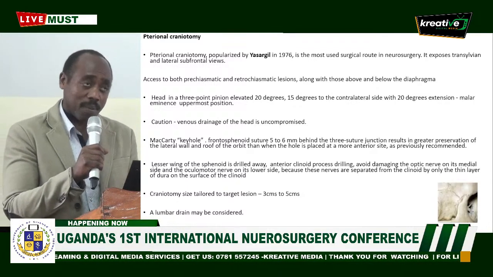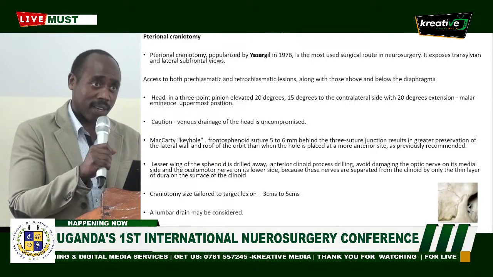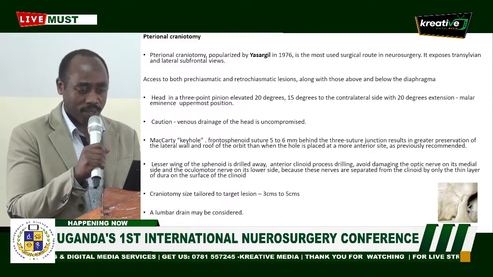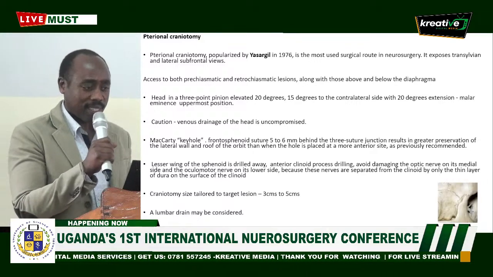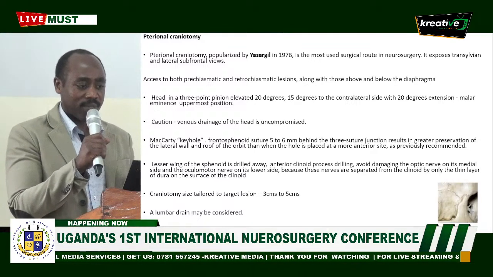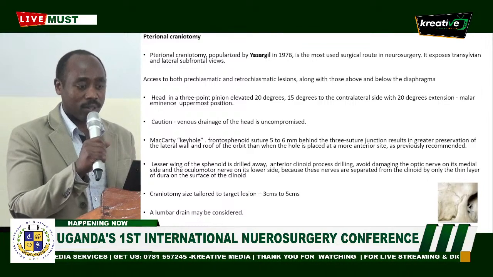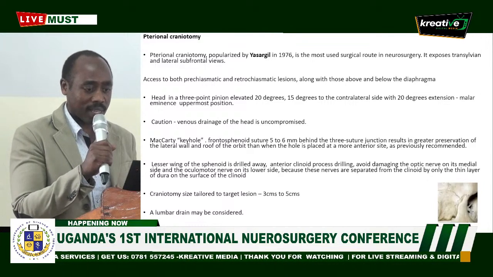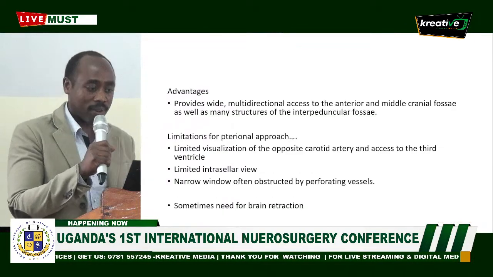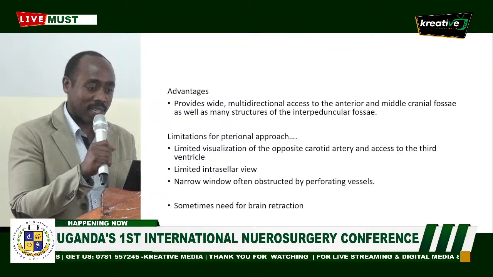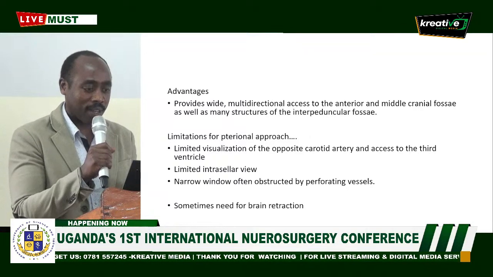So usually, sometimes when there's too much pressure, you can either have a shunt in or a lumbar drain to avoid tension when you're doing this procedure. The advantages, basically, it provides very wide multi-directional access corridors, the corridors that we've just seen in the previous slides. Gives you access to both the anterior cranial fossa, middle cranial fossa, sometimes even going down into the interpeduncular fossa.